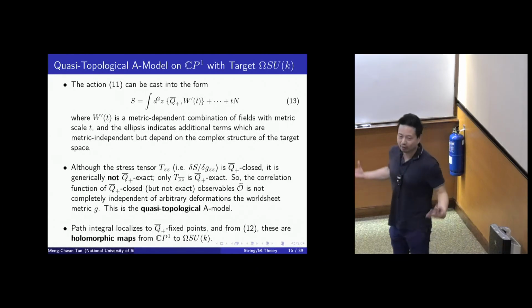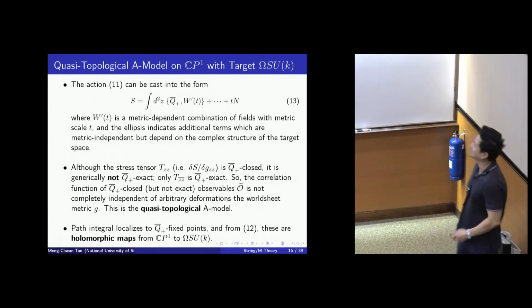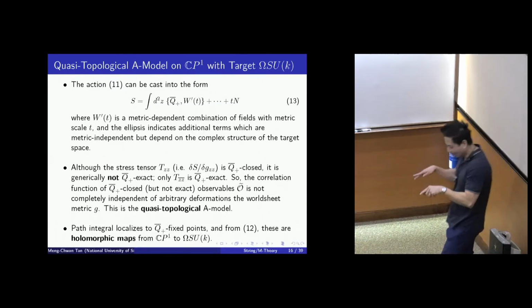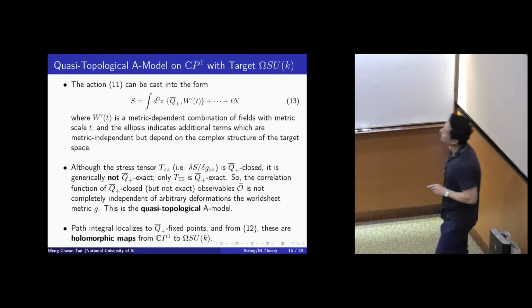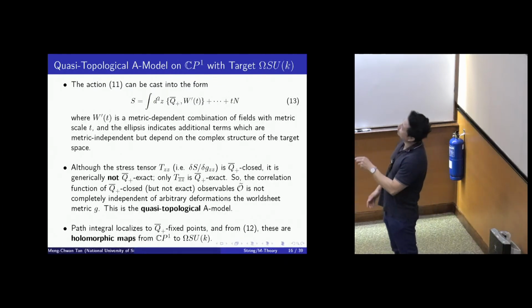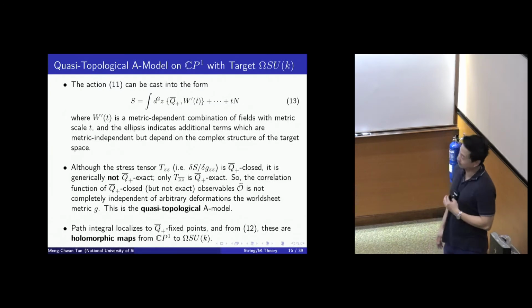So if you consider correlation functions in the path integral that are annihilated by this Q plus supercharge but are themselves not written in a Q plus exact way, then you would see that the correlation function is not completely independent of arbitrary deformations of the metric.